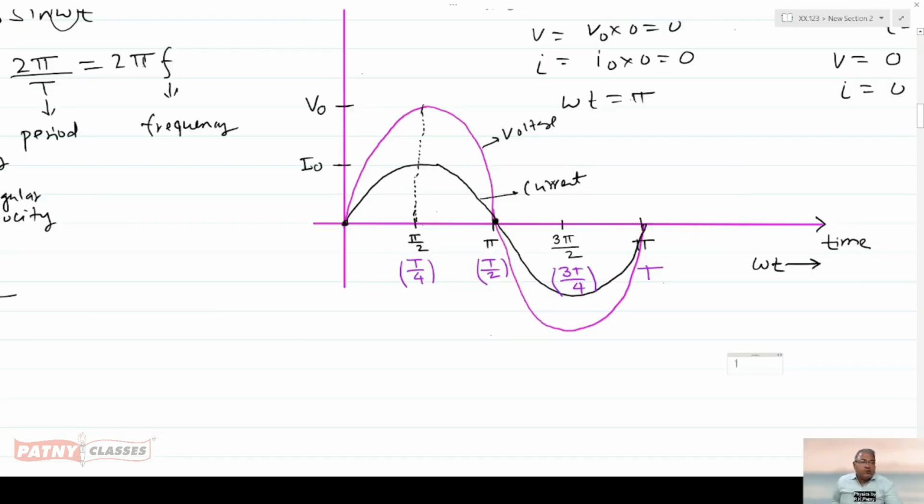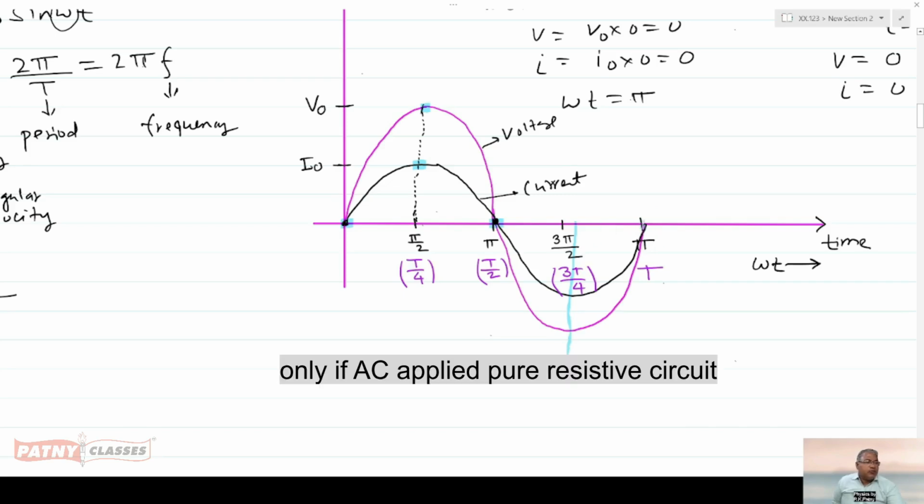Here is one observation. What is that? You see, both the waveforms started with 0 simultaneously. Both the waveforms became maximum simultaneously. Again, both the waveforms became zero simultaneously. Here also in the negative cycle, the same thing is happening. Both the waveforms attain their peak values and zero value simultaneously. We say both waveforms are in phase.